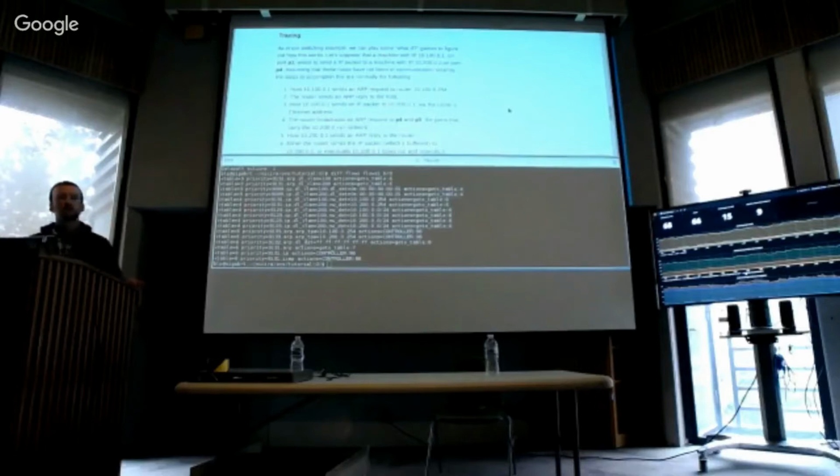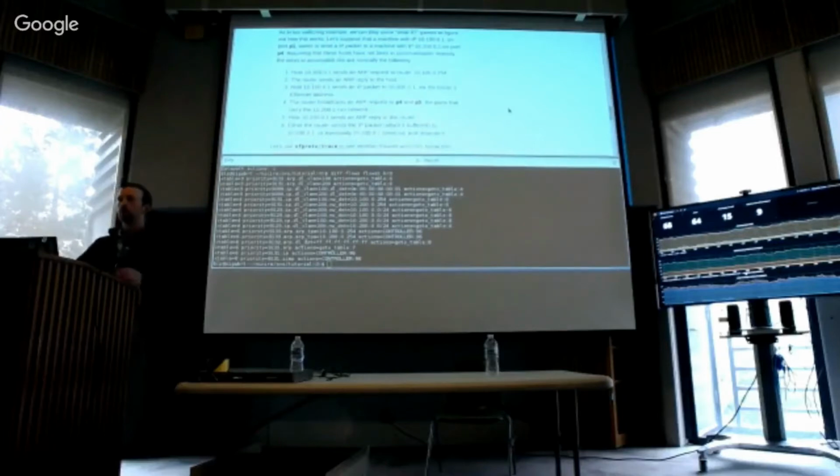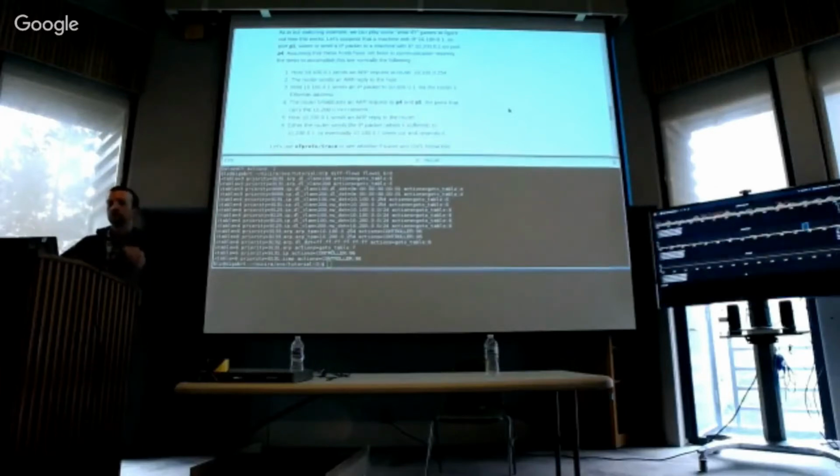So I've given all my speculations. Now we can do some of these traces that I was showing you before to figure out what actually happens. So I'm going to go through 6 different steps here. So let's suppose that we have a host 10.101 that wants to send an IP packet to 10.201.